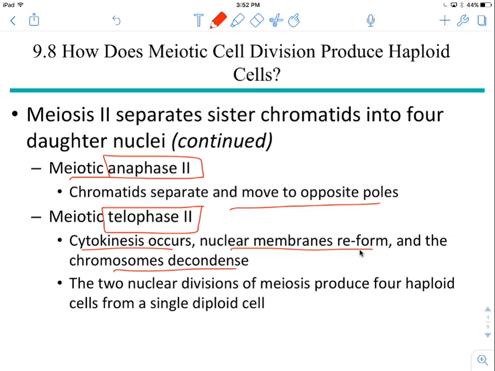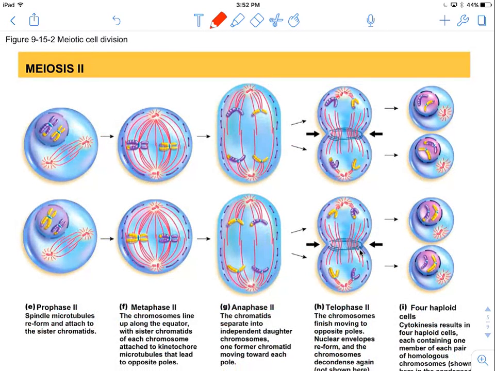Okay, so now we've gone through 2 nuclear divisions, meiosis 1 and meiosis 2. So we started with 1 diploid cell and produced 4 haploid cells. And here it is, meiosis 2. Now again, we're starting with 2 cells, 1, 2. Those are the 2 haploid cells that we got at the end of meiosis 1.